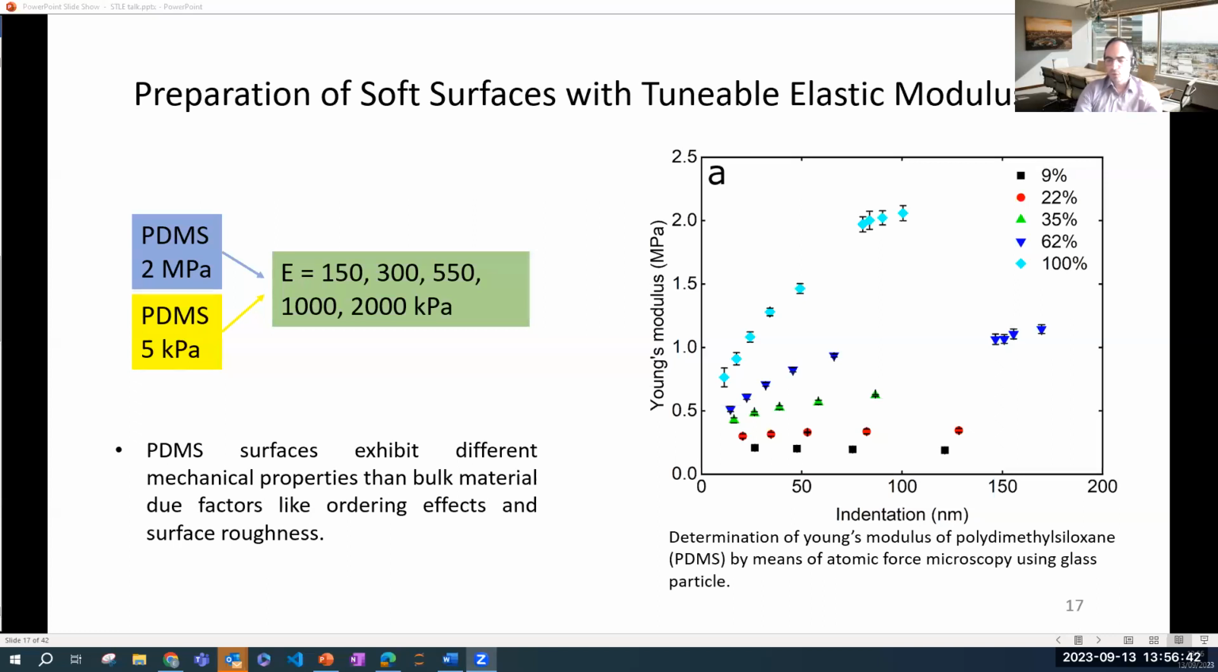The first step was to create surfaces with tunable elastic modulus that can mimic the mechanical properties of biological surfaces. To do that, we used two commercially available silicone products that had different elastic modulus, and we mixed them in different ratios. We prepared 5 different surfaces with 5 different Young's moduli, and then we characterized their mechanical properties using AFM.